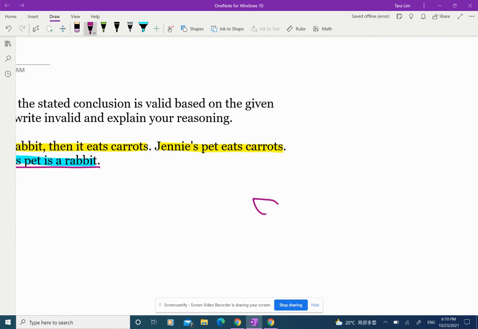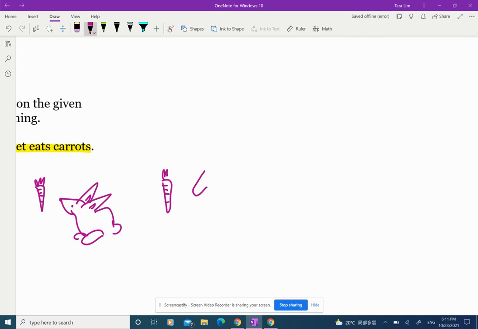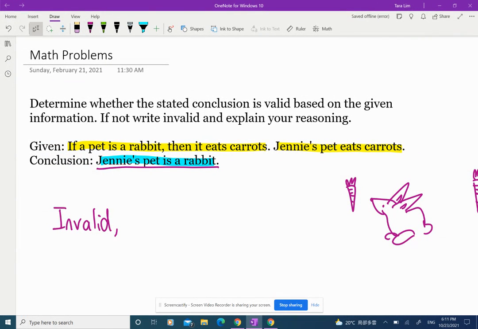So we know that a rabbit eats carrots. It's a really ugly drawing, by the way. It eats carrots. And do you know if other animals eat carrots as well? Well, I thought of one animal. It is a horse. Or it could be a cow. Sometimes a cow eats carrots too, but a horse eats carrots. So it is invalid because a horse can also eat carrots. So we can explain it like that.